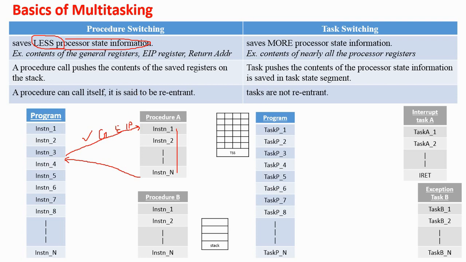So all those things will be pushed, and while returning back, all those things will be popped out. Whereas in case of task switching, when one task calls another task, during that time it will have to save more processor state information. So lots of information will get saved during switching, and while coming back, the microprocessor will pop out the saved information.